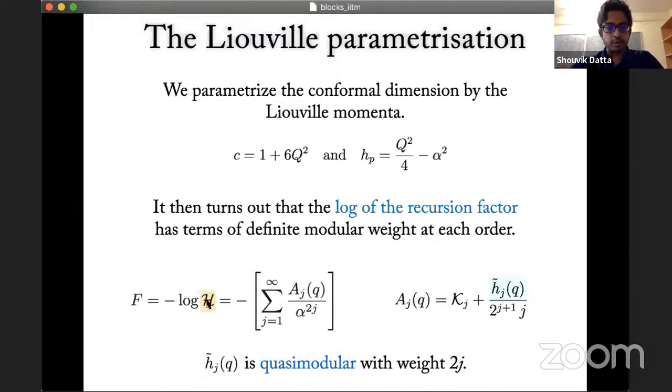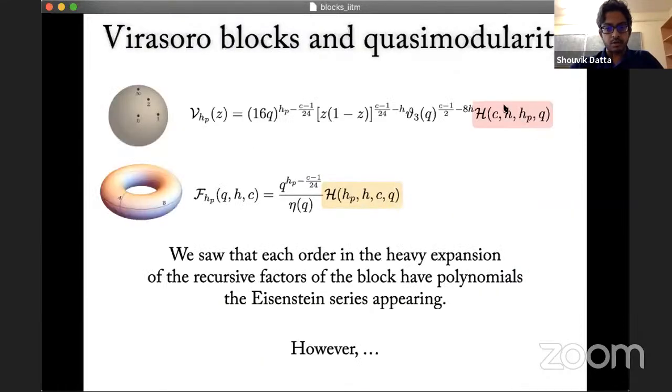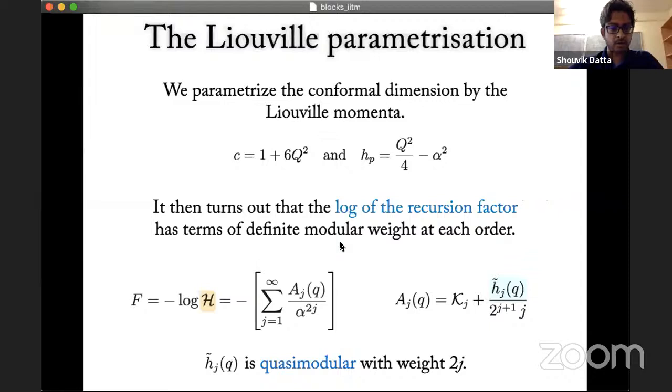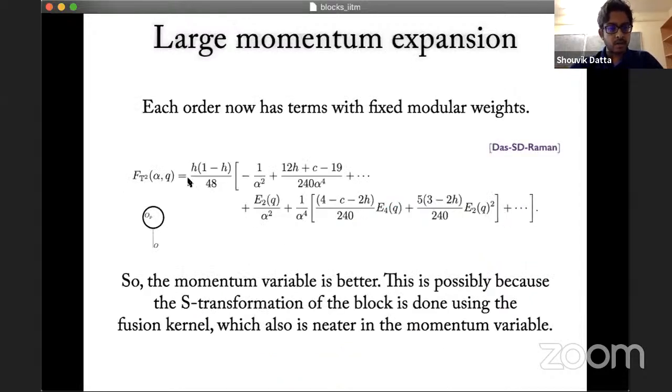Then what you can do is take this H and take the log of this quantity. If this is like your partition function, you're looking at something like a free energy. And this has a good expansion, and each order in this 1 over alpha expansion has terms with uniform modular weight. There is a constant piece, and there is a Q-dependent piece, and this Q-dependent piece is quasi-modular with weight 2J at order J.